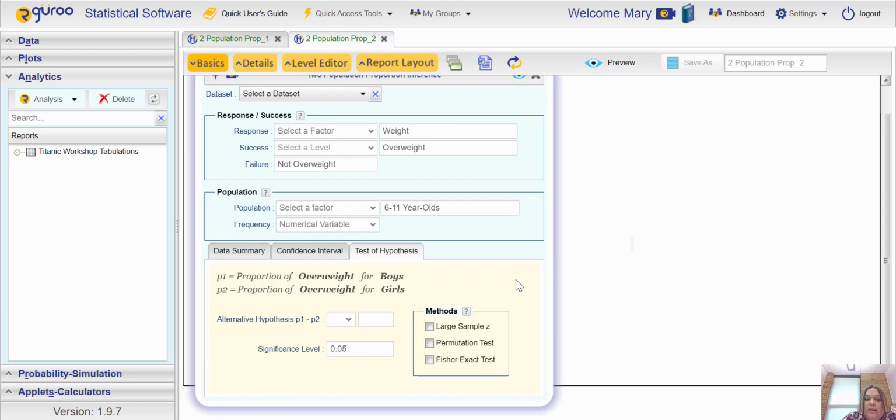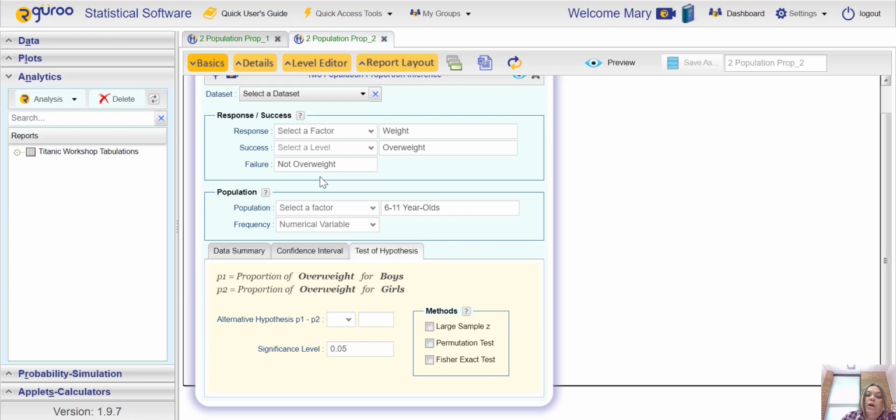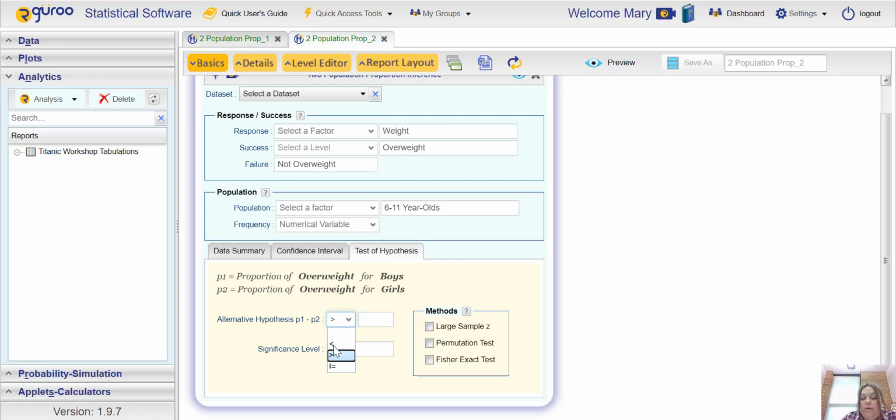So we're going to skip over to the test hypothesis. And it says here at the bottom, proportion of overweight for boys is P1 and proportion of overweight for girls is P2. And we want to know, can you conclude that the proportion of boys who are overweight differs from the proportion of girls? So if they had said we want to know if it was greater than, we would have chosen a greater than sign. If we wanted to know if it was less than, we would have chosen a less than sign, but we want to know if it's different.